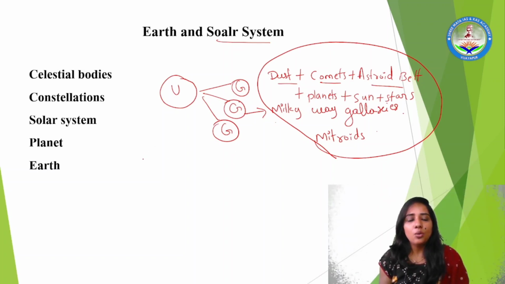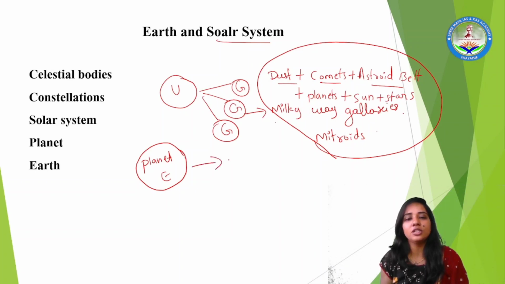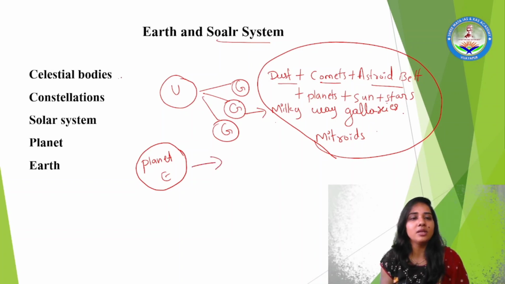So along with it, the planet Earth is also part of this galaxy, but the Earth has an atmosphere around it. Other than this Earth atmosphere, whatever is present in the universe, we call them celestial bodies. Okay, what are celestial bodies? Celestial bodies are nothing but your dust particles, comets, asteroid belt, planets, sun, stars together, whatever is present outside the atmosphere of the earth. What do we call all of that? We call it celestial bodies, right?